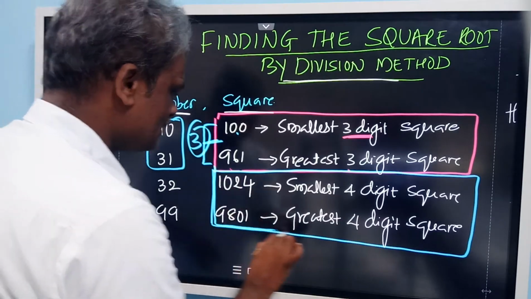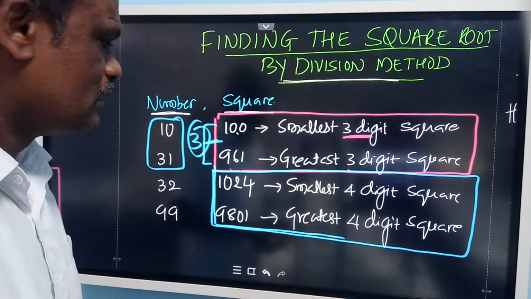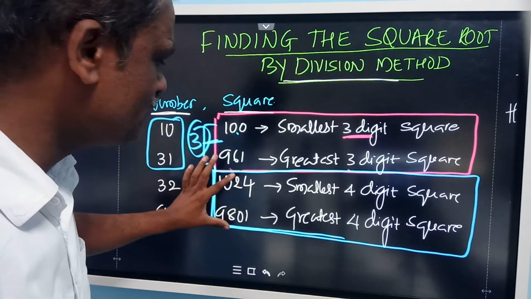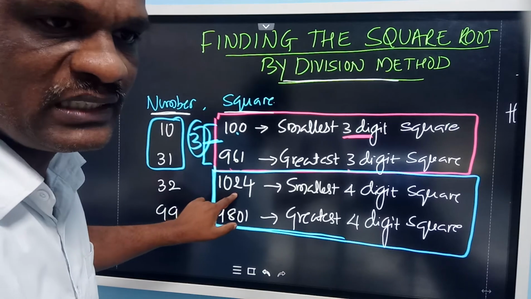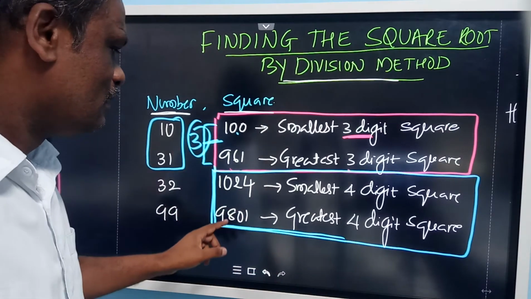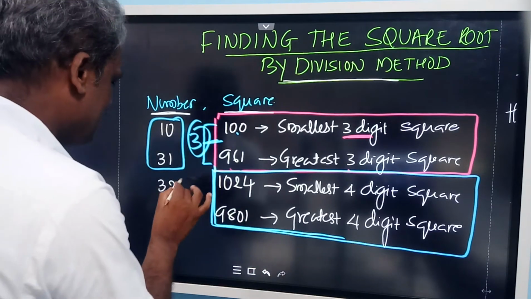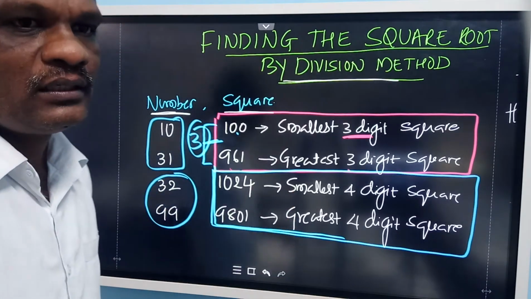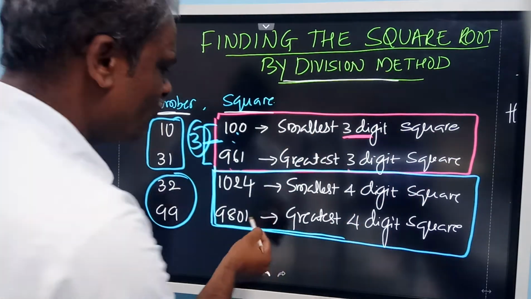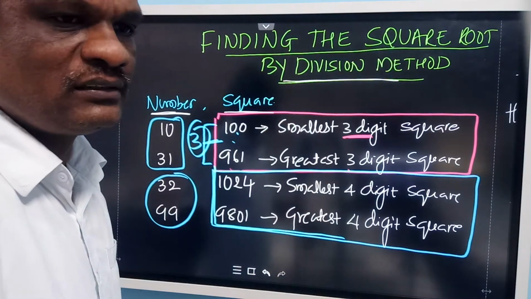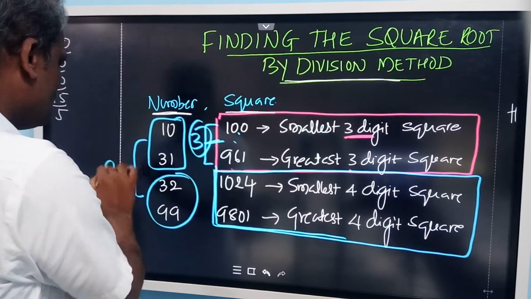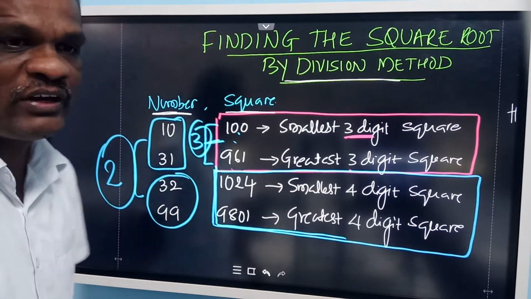What is this? 4 digits. So all 4-digit square numbers I have taken. All 4-digit square numbers lie between these two only: the smallest 4-digit number, the greatest 4-digit number. Again, this is 2 only. That means for 3-digit square numbers and 4-digit square numbers, if you find out the square root of those numbers, all are having only 2 digits. Only 2 digits in the square root, isn't it?